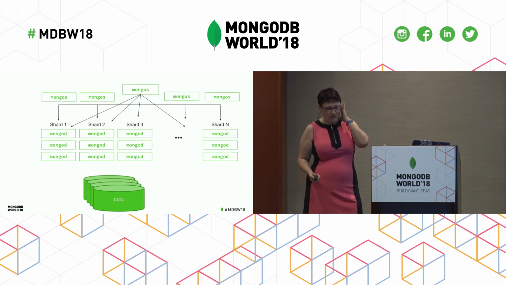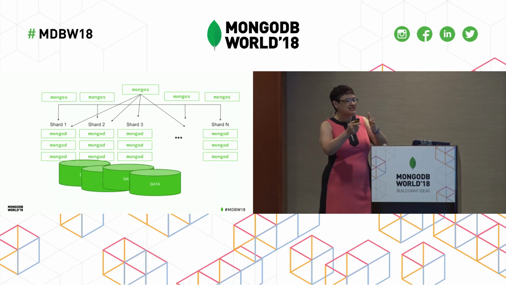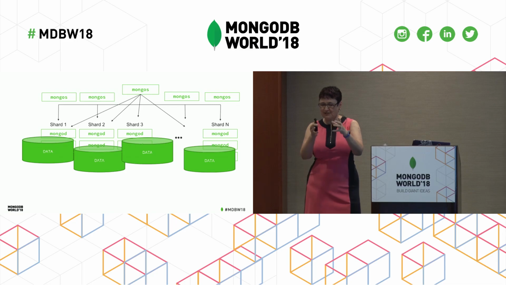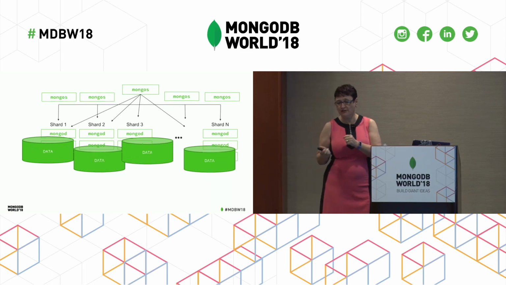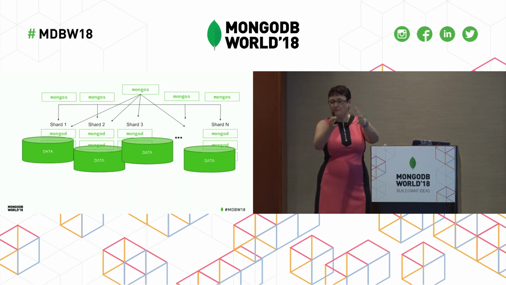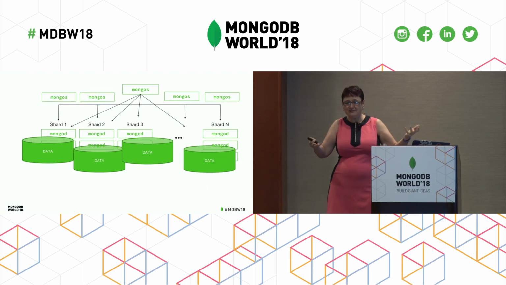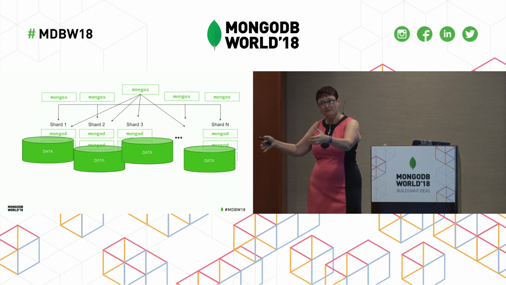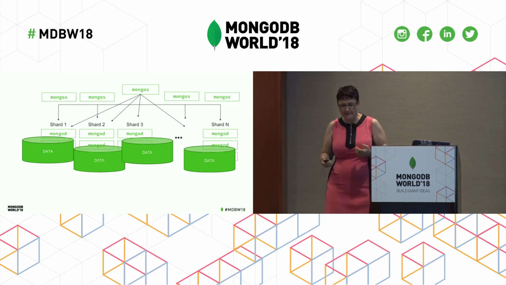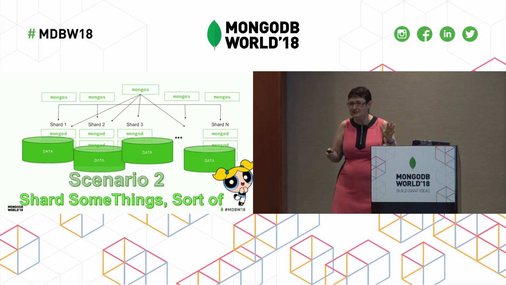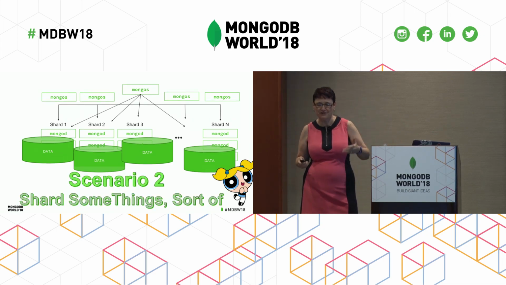Scenario 2 is you decide to partition the data, but you try to do it cleverly, limiting subsets of data to subsets of shards. So maybe you have a specific collection or database, one per shard if you have a lot of smaller databases. If you have to shard some of the larger collections, maybe you use tags to limit them to a subset of shards. So I'm going to call that scenario 2, shard some things, sort of, sometimes. It's kind of the in-between of 1 and 3.